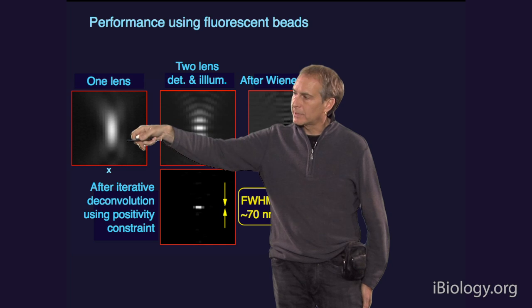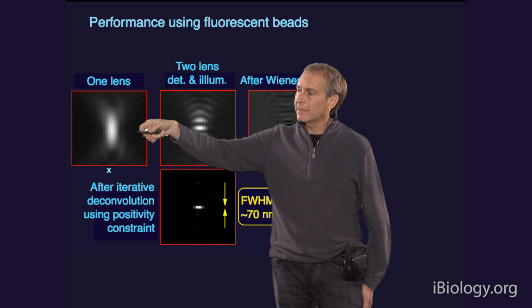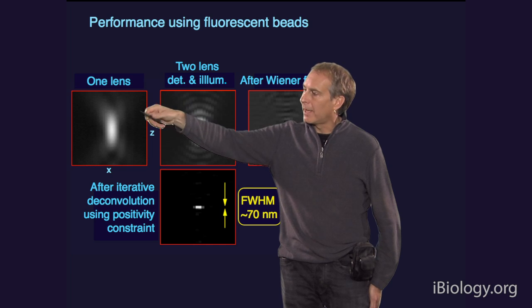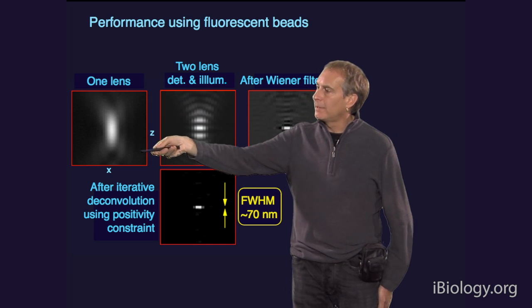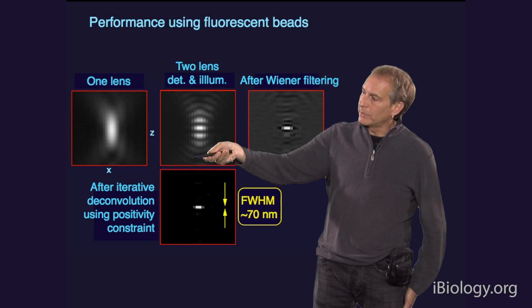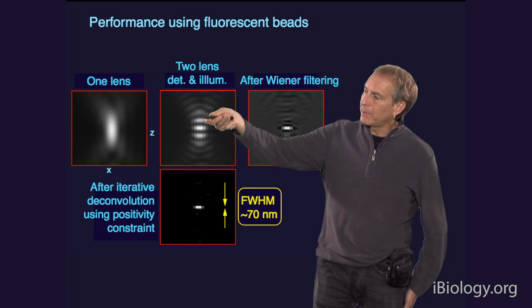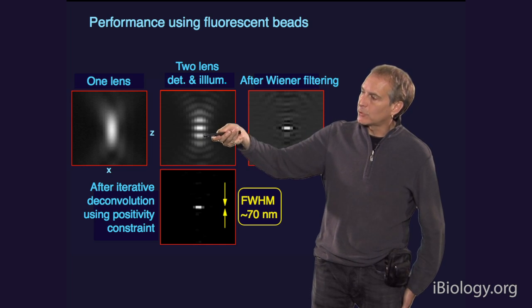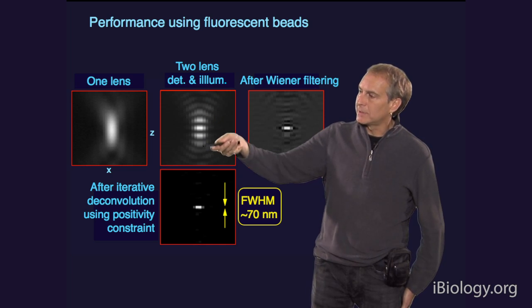You see the characteristic elongated pattern that you get as the out of focus light accumulates as you go up and down. Now, with the two lenses using both the detection and illumination, what you see is you get this complex pattern, which is an interference pattern, but basically shows very sharp detail, especially in the z direction.